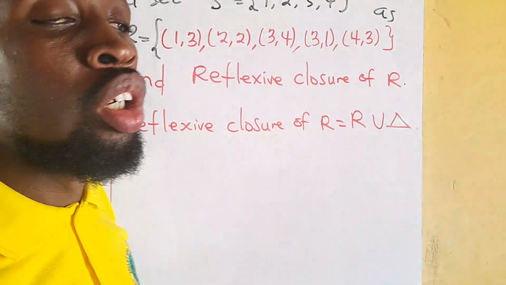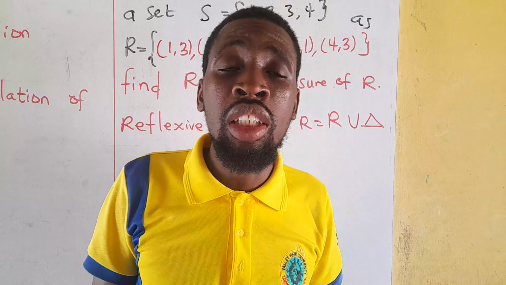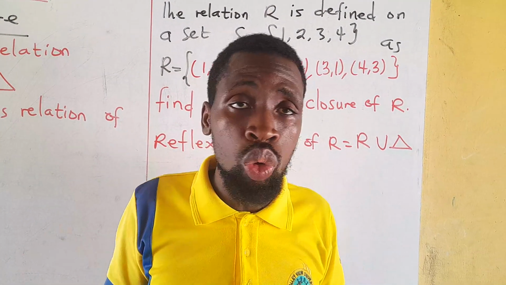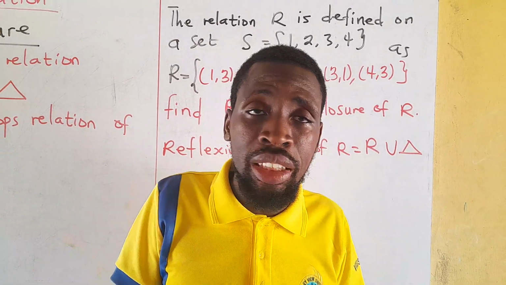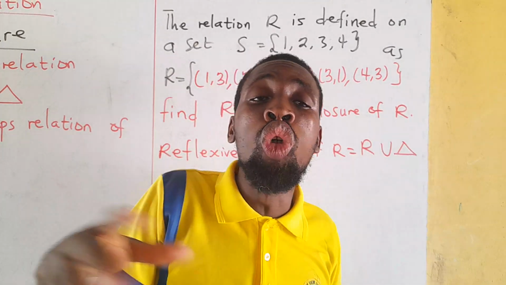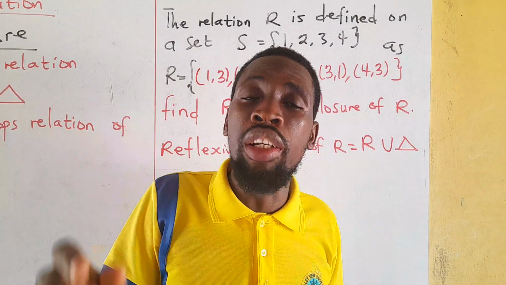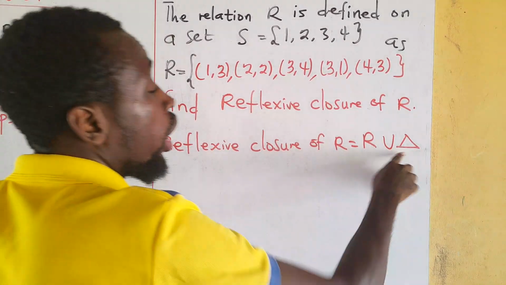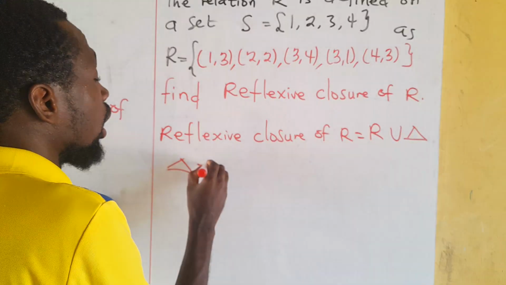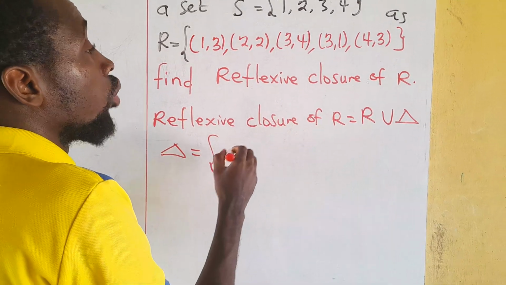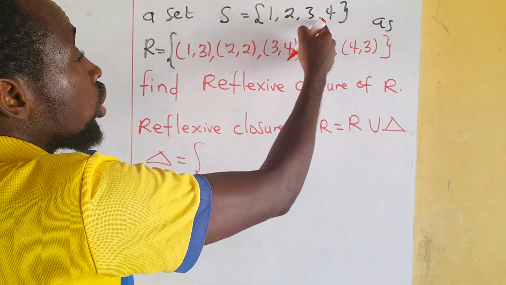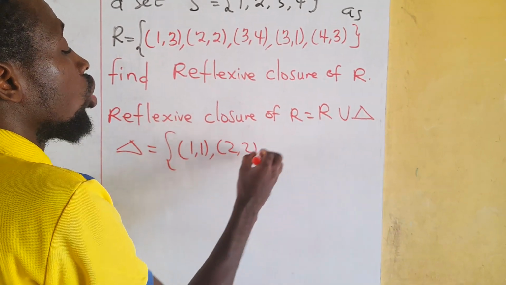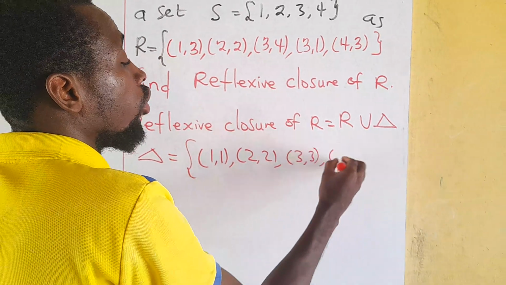One thing you must know is that when I say reflexive closure of a relation, that means the relation is made reflexive absolutely. So we need all those possible values that will make the relation reflexive. We include them, and that's all. So where delta, remember we said, is the self-loop relations. Remember the set is {1, 2, 3, 4}, so the self-loop relation will be (1,1), (2,2), (3,3), then (4,4).